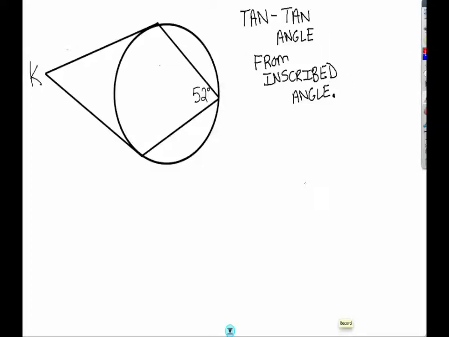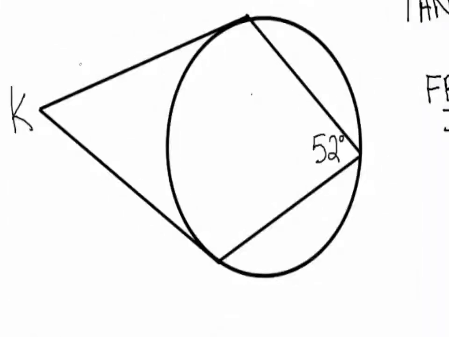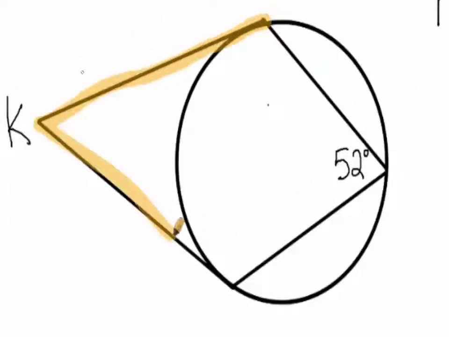Today we're going to talk about how to solve tangent-tangent angles from inscribed angles. If you look at this picture here, there are some angles on it. There is this angle here, and this angle is known as the tangent-tangent angle.